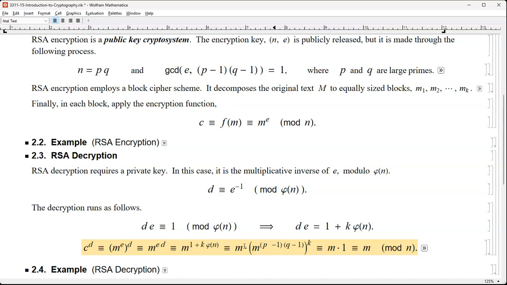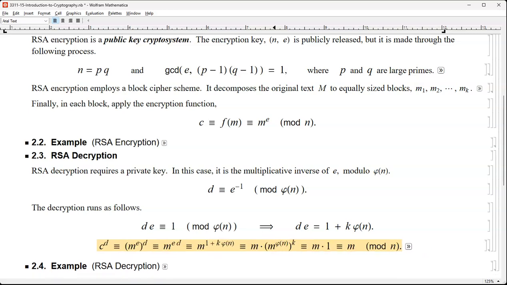So m to the 1 power, I can take it out. And then this is multiplication. So we can rewrite it as, okay, here we go. Phi of n to the k power. Now, what is m to the phi of n power? That is 1 modulo n, thanks to Euler-Fermat theorem.